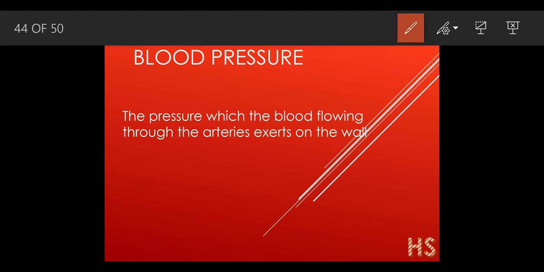Now, blood pressure. What do you mean by blood pressure? See, first, it's a basic physics part. Pressure equals force upon area. Pressure equals force upon area. So what is the definition of pressure? Pressure is the force exerted per unit area.